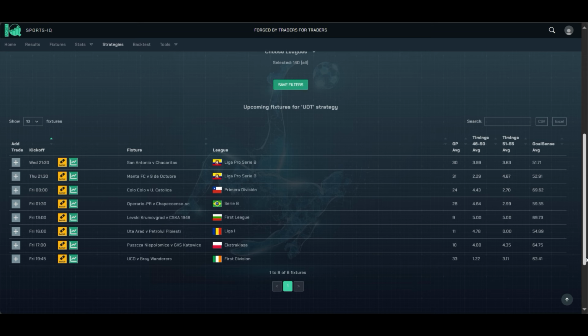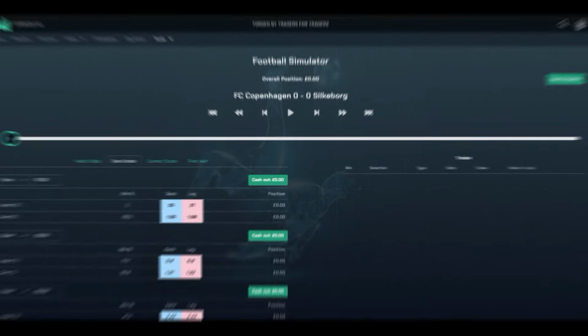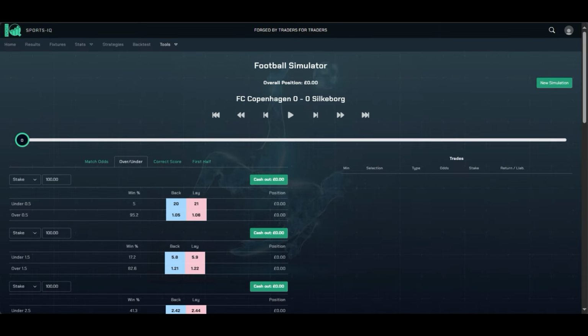Now before jumping into the back testing, I want to quickly head over to the football simulator and show you the trade in action. Now bear in mind, the matches on the sim are not filtered selections. I am just picking matches at random to show you the profit and losses of the average trade and what you can expect. So first up we have a match between Copenhagen and Silkeborg.